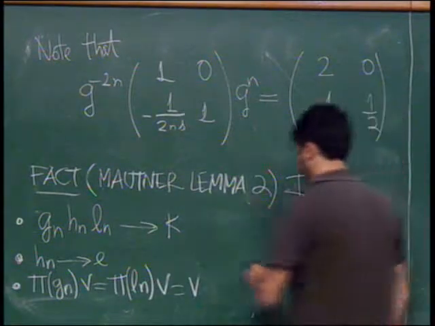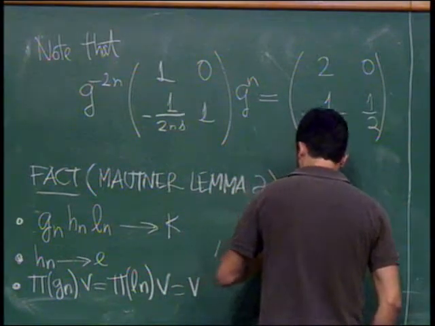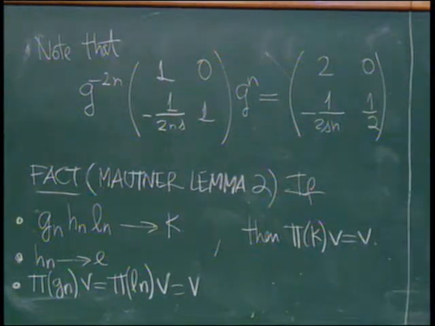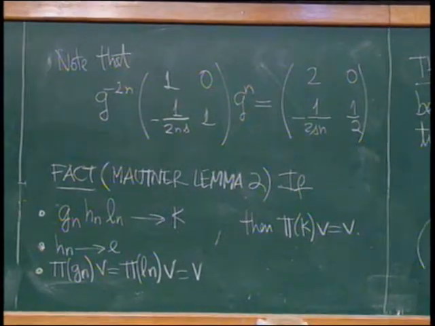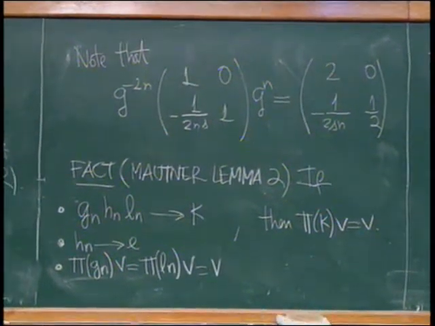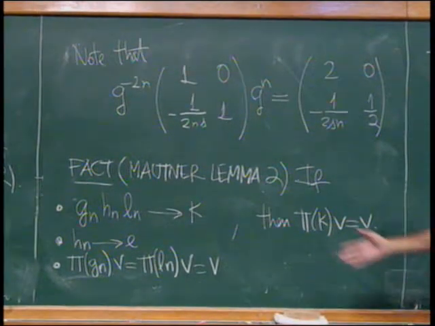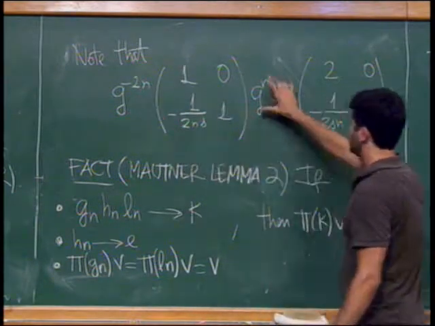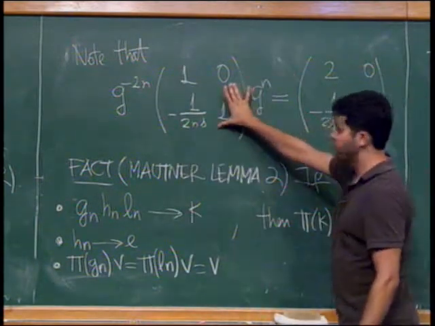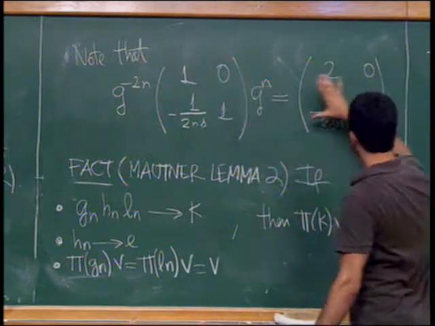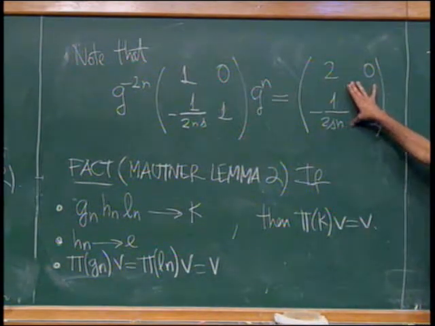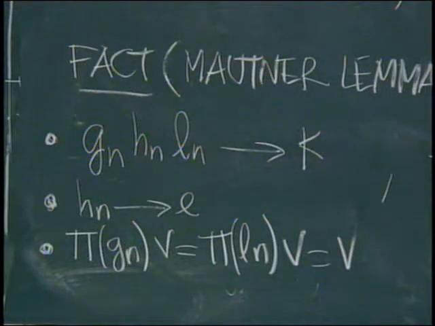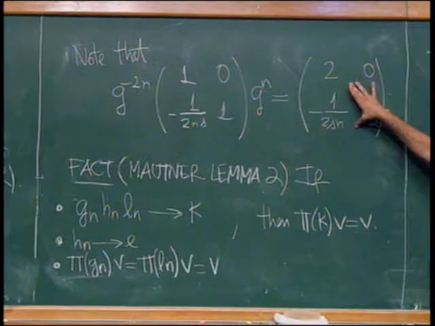Then pi of K at V is equal to V. So I can get extra invariance also in this way. And once we prove this fact, why are we done? Because V is fixed by this element here, V is fixed by this element here, this one is converging to the identity, and this one is converging to a diagonal element. So the conclusion of the fact is that V is also fixed by this diagonal element. And then we reduce to case 1.